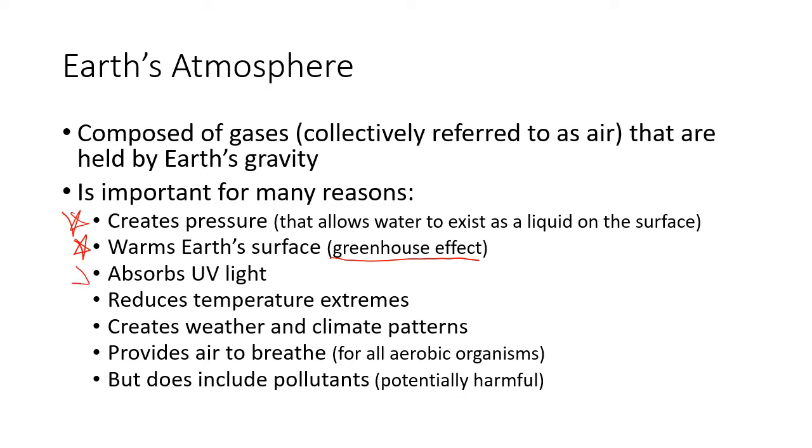A lot of ultraviolet light is absorbed by the atmosphere, especially the ozone layer, which we'll talk about. It reduces temperature extremes. Again, we'll talk about that, maybe not today, but on another day. Creates weather and climate variation around the planet. Provides us air to breathe. That's kind of important for us. But it also includes pollutants. So this is a negative impact also. These pollutants can be natural in origin, such as coming from a volcano. It could be anthropogenic in origin, coming from human activity.